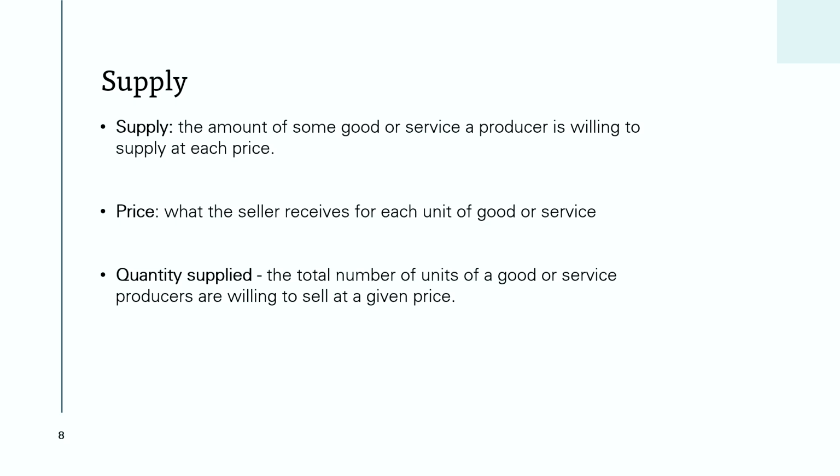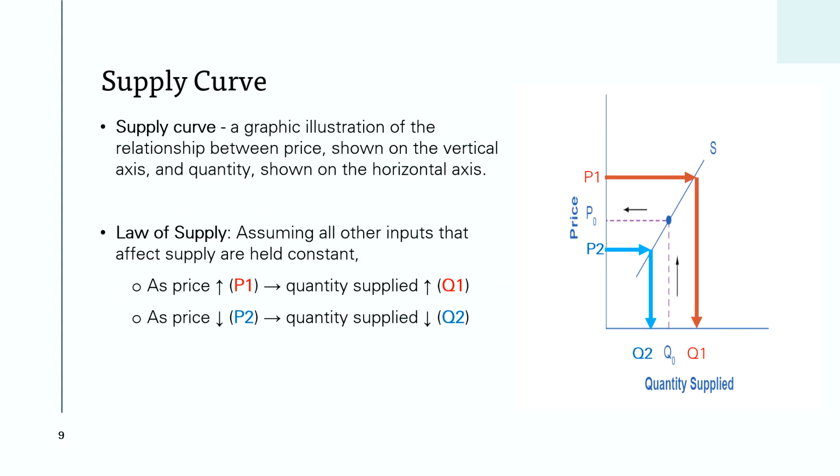Producers respond to incentives, like higher prices mean higher revenue, which often encourages them to produce more. The supply curve illustrates the relationship between price and quantity supplied. On this graph as well, price is on the vertical axis, and quantity is on the horizontal axis. The supply curve slopes upward, reflecting the law of supply.